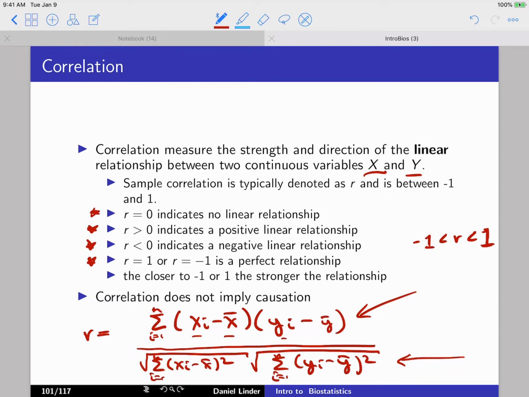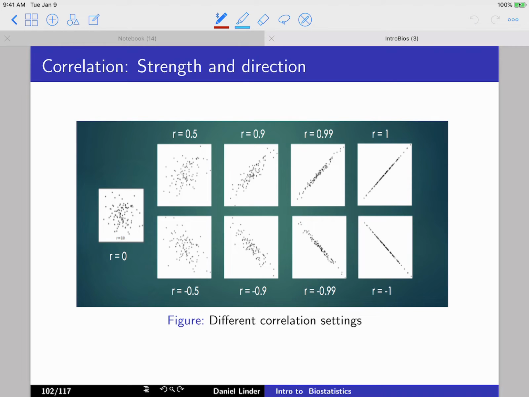And the closer that the correlation is to -1 or 1, the stronger the relationship. So one important point to keep in mind, though, is that correlation does not imply causation. Okay? So here are some different plots of data points under different correlation settings. This first one essentially looks like a random scatter of buckshot. So r is 0 here. There's no linear relationship between your x value and your y value, and it just looks like random scatter.